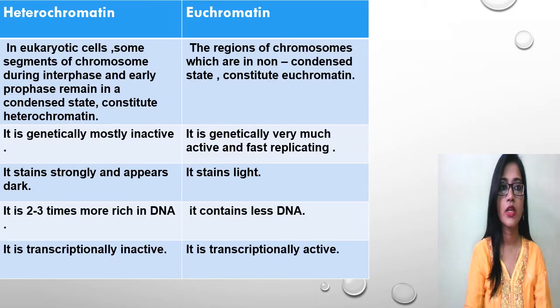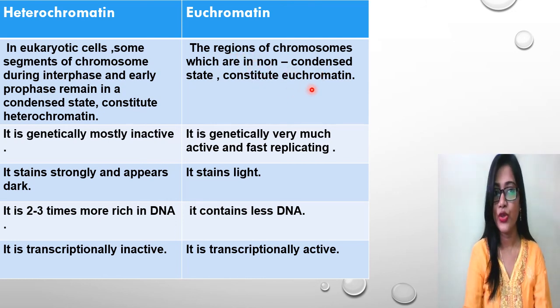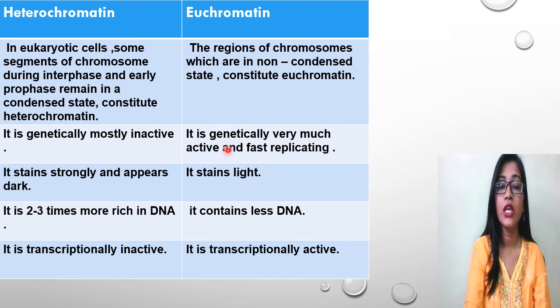In this slide, we will try to understand the structural differences between heterochromatin and euchromatin. In eukaryotic cells, some segments of the chromosome remain in a condensed state during interphase and early prophase, and constitute heterochromatin. Euchromatin regions of chromosomes are in a non-condensed state. Heterochromatin is genetically mostly inactive, while euchromatin is genetically very active and fast replicating. Heterochromatin stains strongly and appears dark, while euchromatin stains light. Heterochromatin is 2 to 3 times richer in DNA, while euchromatin contains less DNA.